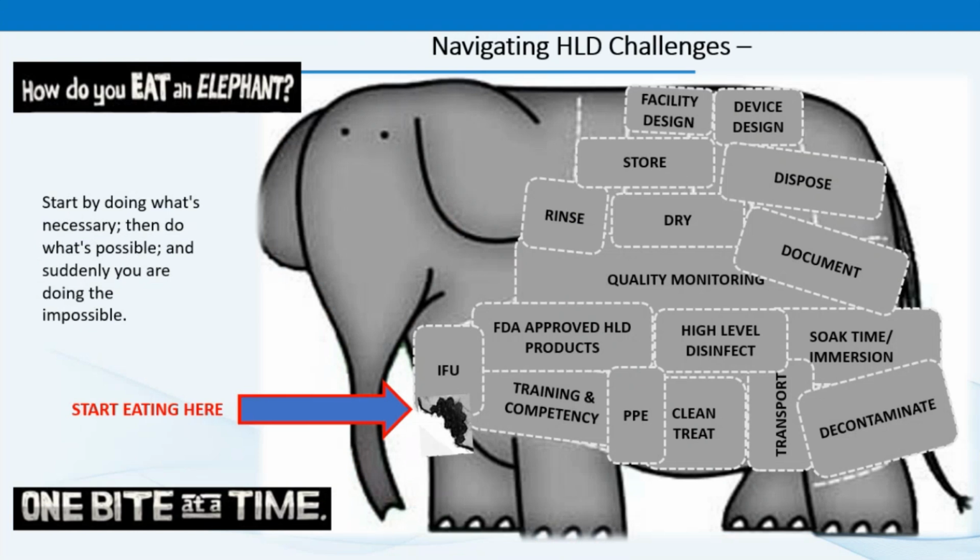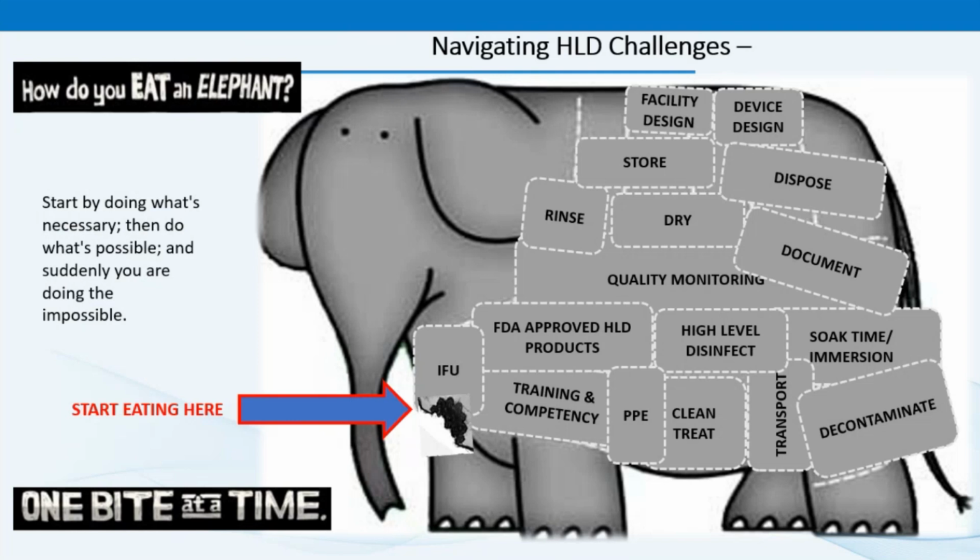So to navigate HLD successfully, I suggest we break it into manageable steps. We have to eat this HLD elephant one bite at a time. So let's start with IFUs. Confirm the HLD chosen is recommended in the medical device manufacturer's IFUs. And make sure those IFUs are available and being followed.